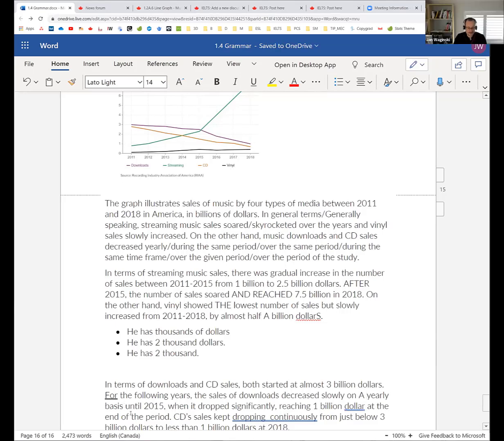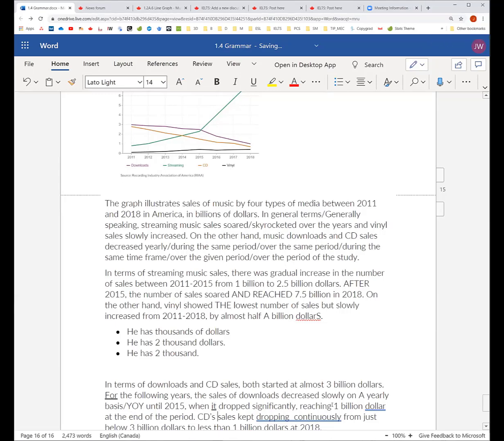And we can also use another phrase, year on year. Yep. When they dropped significantly, reaching 1 billion.